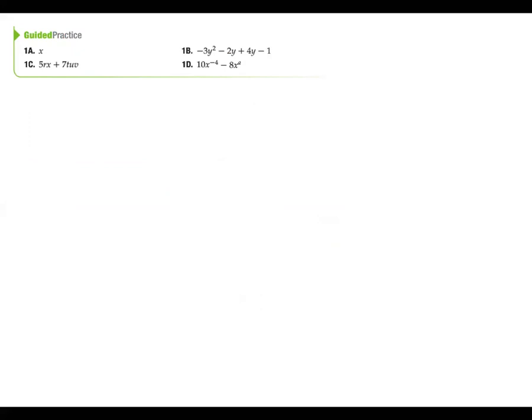Okay, here's a couple for you to try. Go ahead and pause the video. All right, we're back. So 1a, yes, it's a polynomial. Its degree is 1, because the highest exponent on it is 1, and it is a monomial.